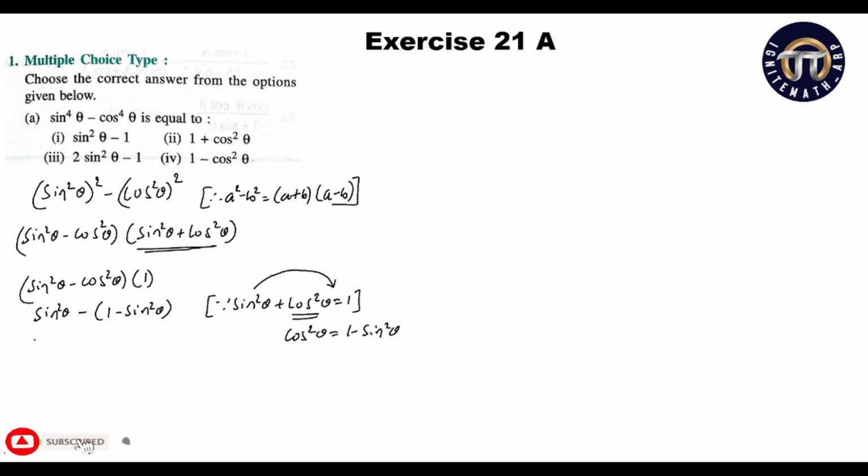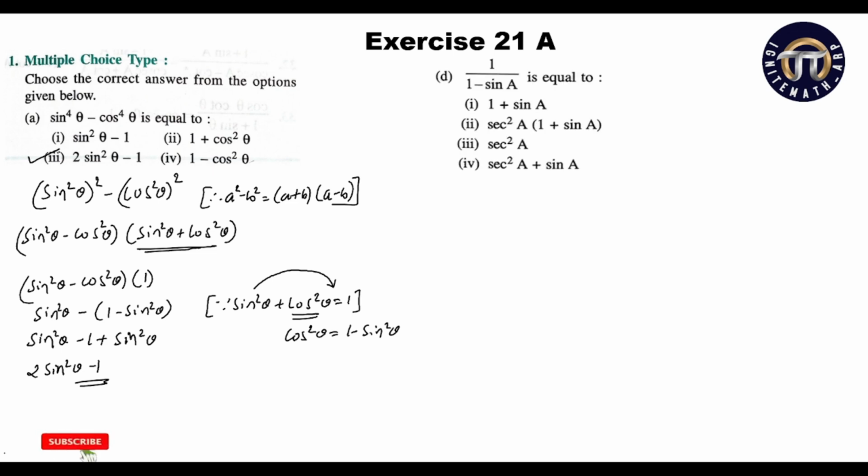So now when I remove the bracket, it is going to be sine square theta minus 1 plus sine square theta again, because minus into minus is plus. So sine square theta plus sine square theta, I'll be getting as 2 sine square theta minus 1. So that option is there, 2 sine square theta minus 1. So option number 3 is the right answer. Clear, children? Now let me take the next one.